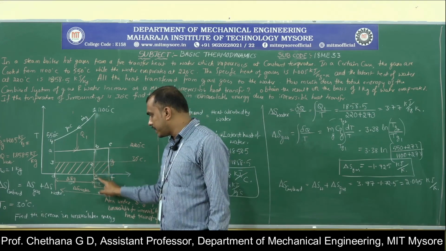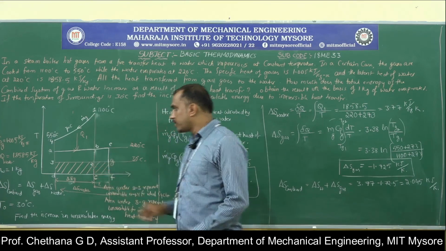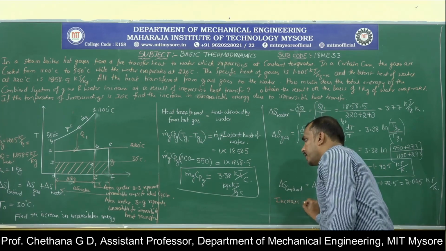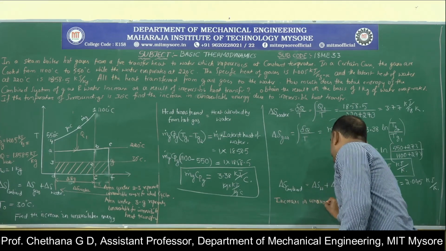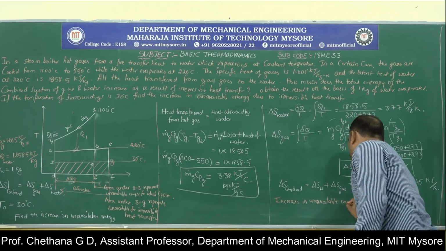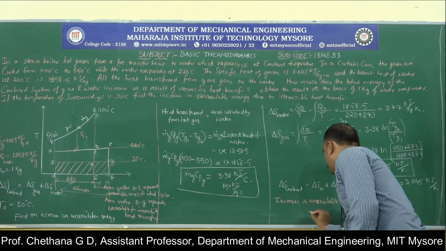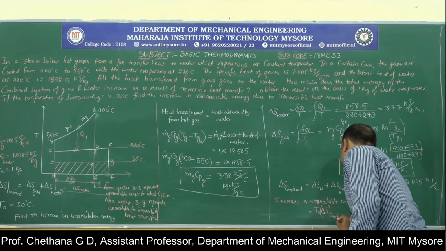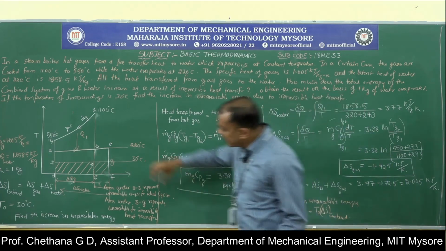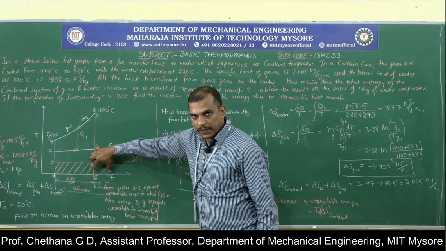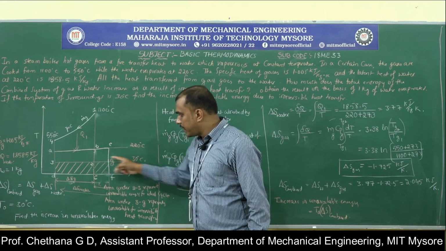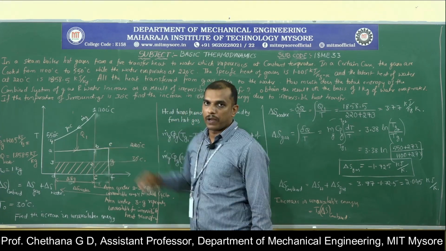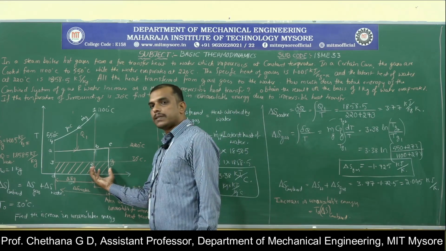Now what we need to calculate is this one. Now this can be written as what? The increase in unavailable energy will be equal to T naught into delta S combined. That means what we are interested in is T into delta S of this. Okay, that is T naught into delta S of this much will give you the increase in unavailable energy. So that means we are interested in this area.